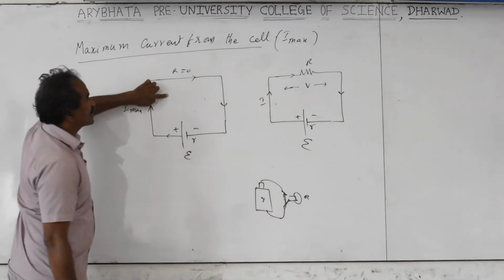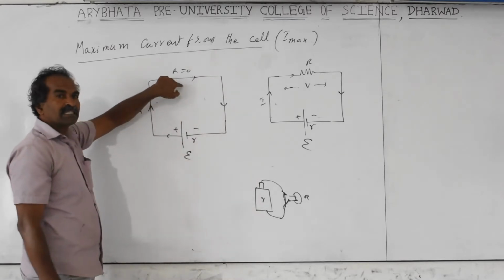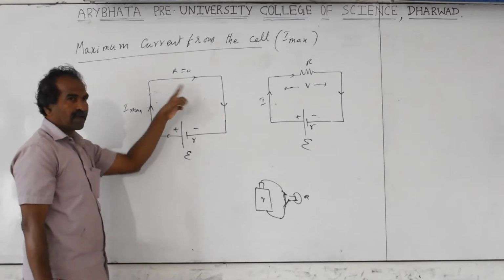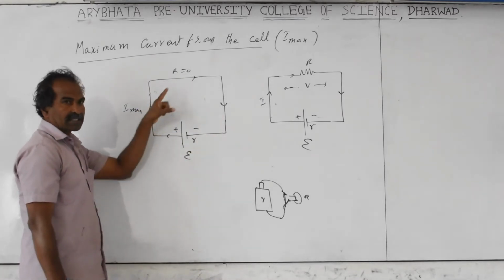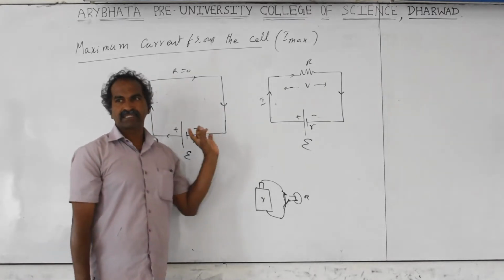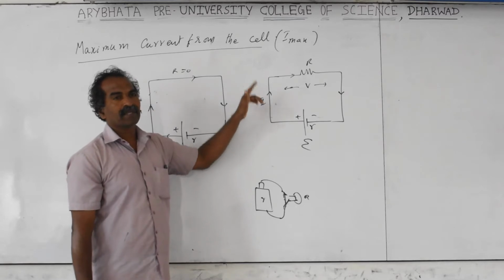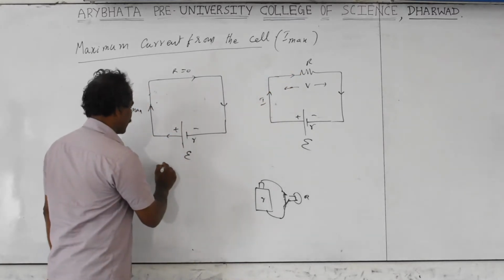If you have taken two wires connected shortly like this, no external resistance is present, and the two electrodes of the cell are connected with a low resistance wire. This is called the short circuit of a cell, and the current will be maximum. That expression I will discuss. If any external resistance is there, the current is not maximum, it is limited by the external resistance. So this is called the short circuit of a cell.